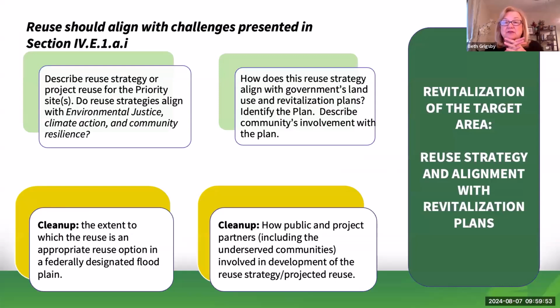So, revitalization of the target area. Got some bullets here on what you should do. Do the reuse strategies align with environmental justice, climate action, community resilience? That's important. How does it align with your land use and revitalization plans? Identify the plan. Describe the community's involvement with the plan. With cleanup, the extent to which the reuse is an appropriate reuse in a federally designated floodplain, if that's the case. Next slide, please.